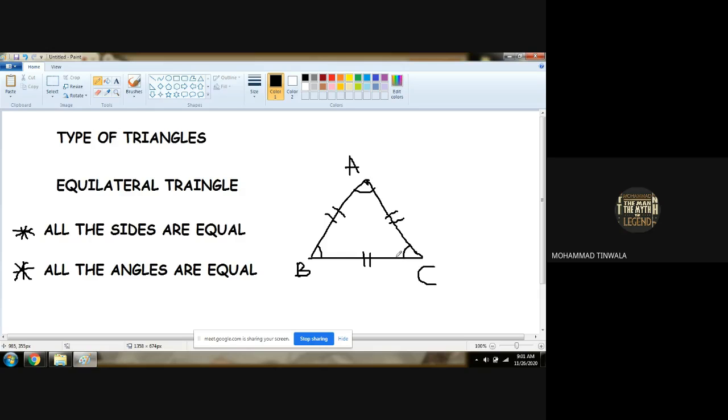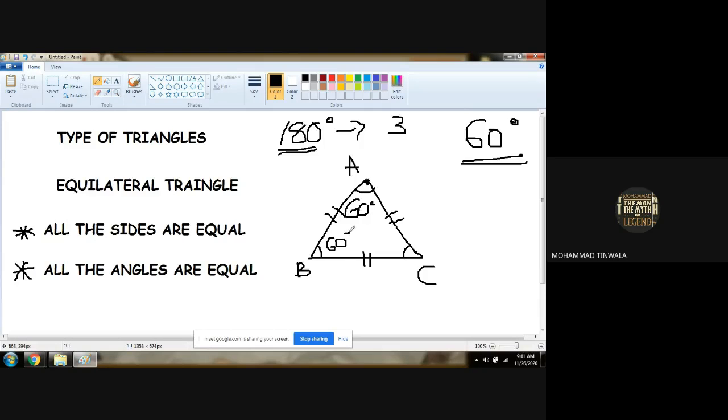Did you understand or not? Yes, sir. For example, what is the formula of the angle sum property? All the angles of a triangle sum to what? 180. So if it is an equilateral triangle, there are 3 angles. So divide 180 by 3, how much will it be? 60 degree. So all the 3 angles will be 60 degree angles. Understood?